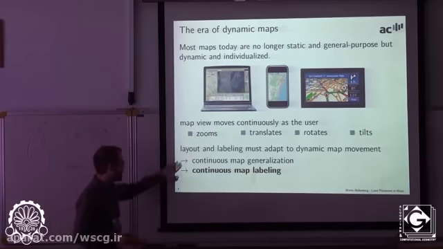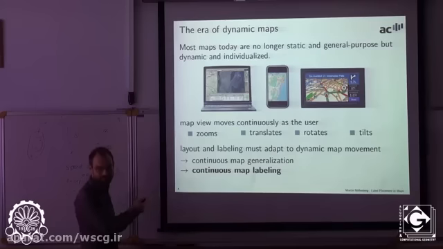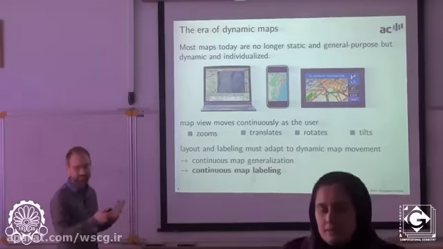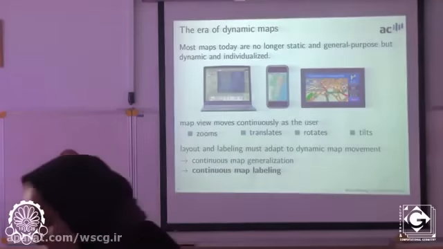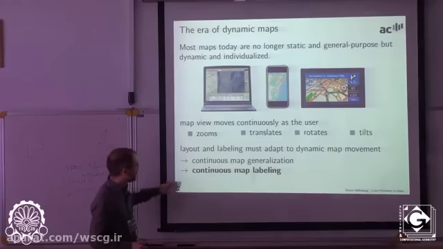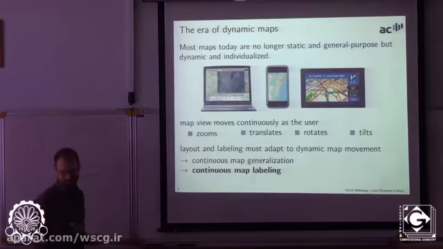So one thing that is a big topic is how to basically compute the geometry of the map content. So how do the roads look like? How do you represent mountains, buildings, cities for different scales, and what happens if you rotate? But this is not the topic of today's lecture. We will look at how to adapt the labels if you do these kinds of dynamic operations.